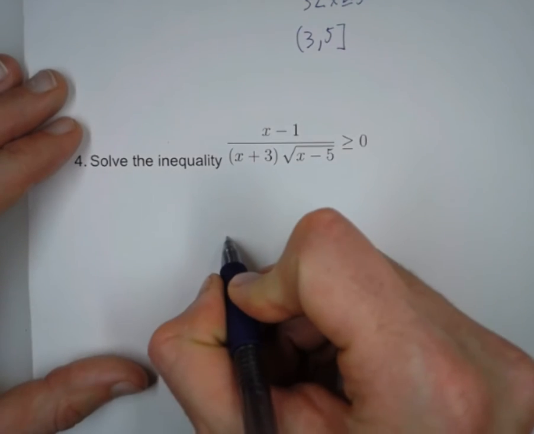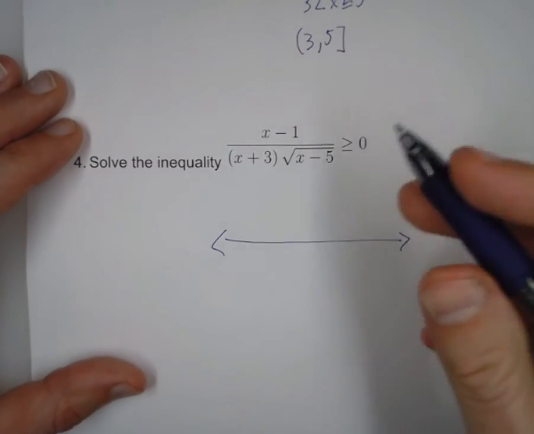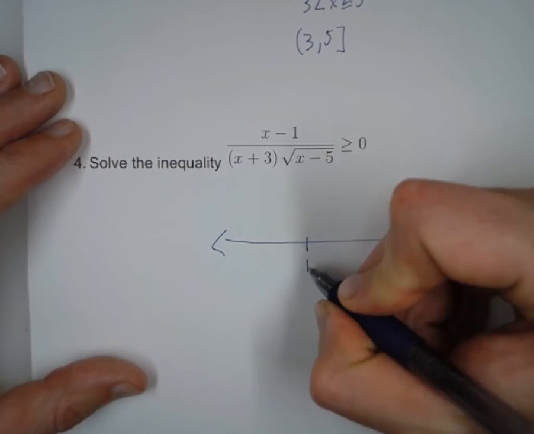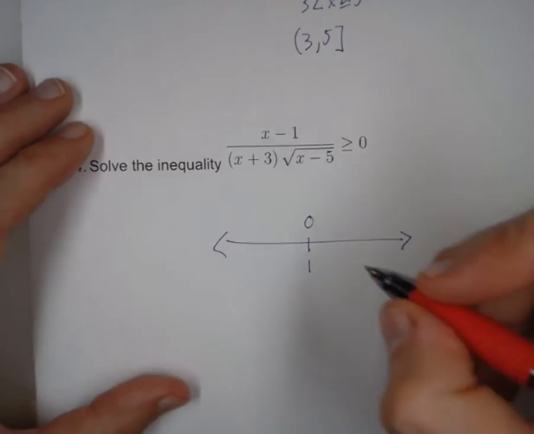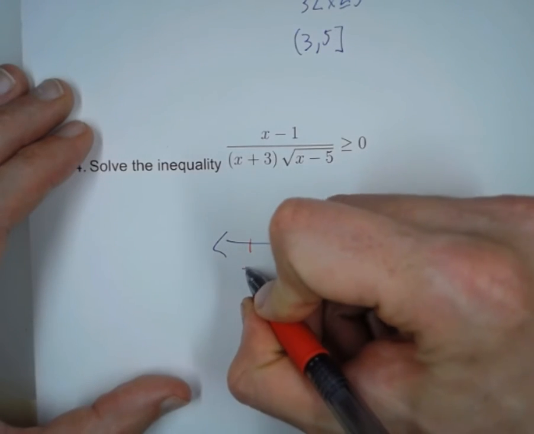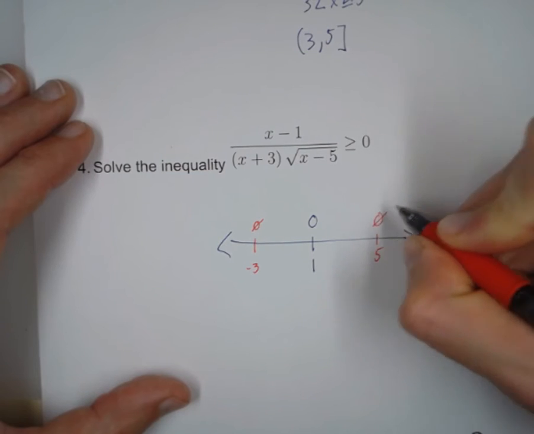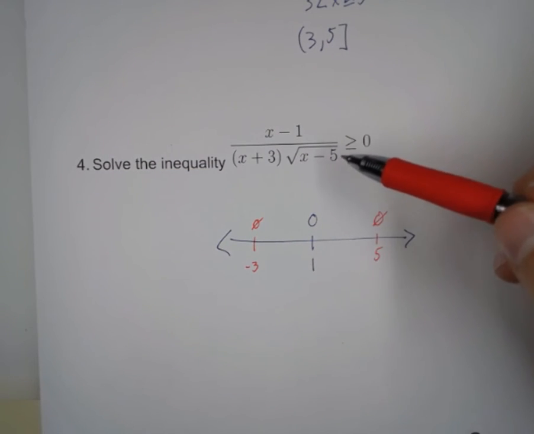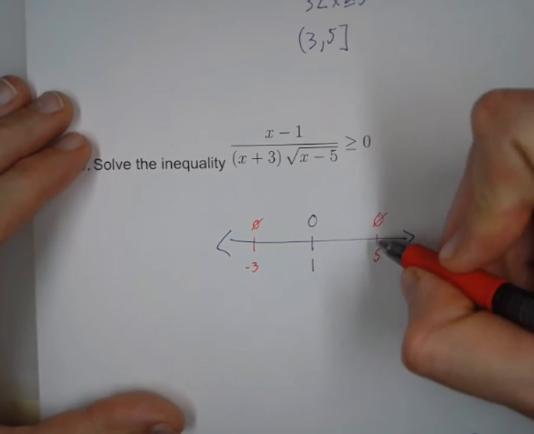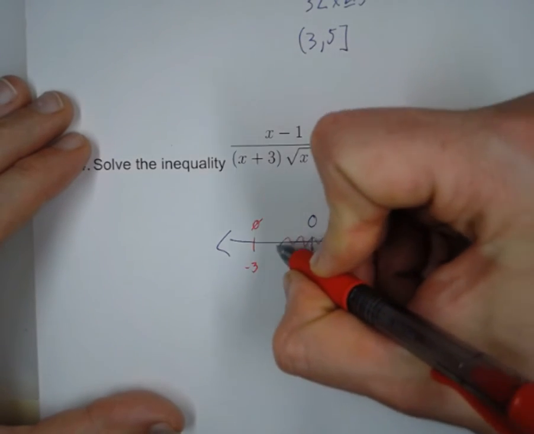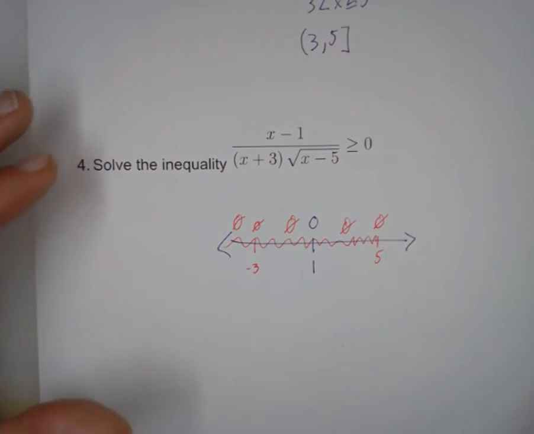So with this one, first we ask what makes it 0 on top. That's 1. Then, what makes it 0 on the bottom? That's going to be undefined. So that's -3, and that's 5. But we also have a radical. So that means anything less than 5 is going to make it undefined. So that means all of this turns out to be undefined. Turns out not to work.